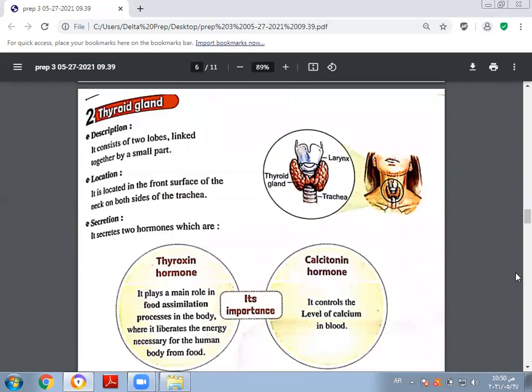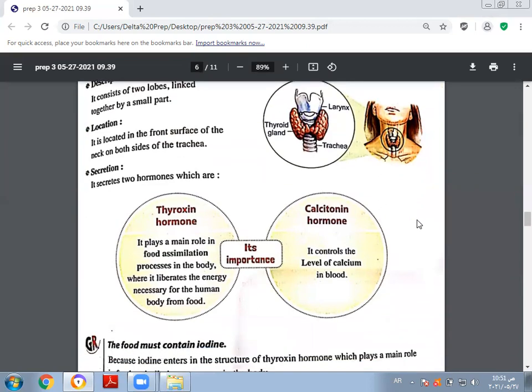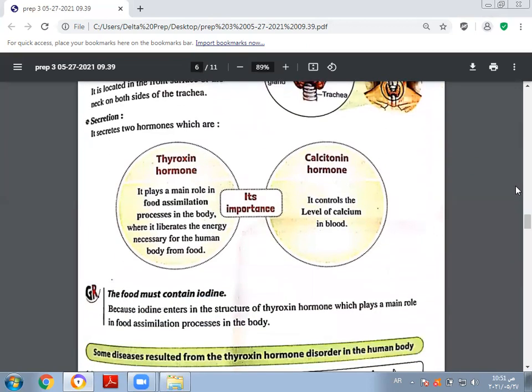The second gland in the endocrine system is the thyroid gland. It consists of two lobes linked together by a small point, and it's located on the front surface of the neck on both sides of the trachea. As we can see here in this neck, this reddish point is the thyroid gland, and it secretes two main hormones, which are thyroxine hormone and calcitonin hormone.